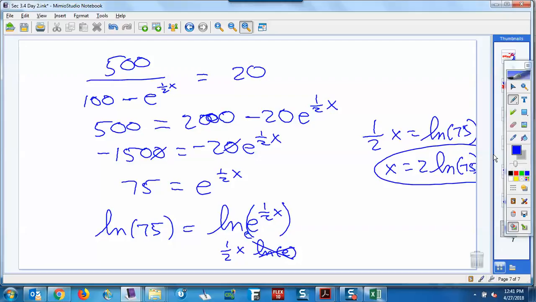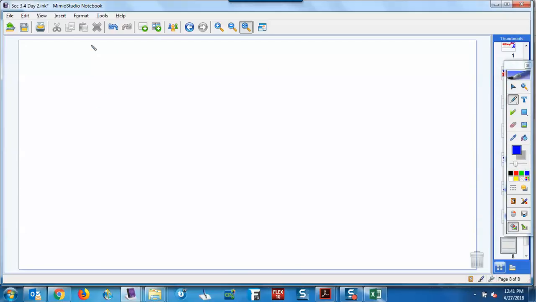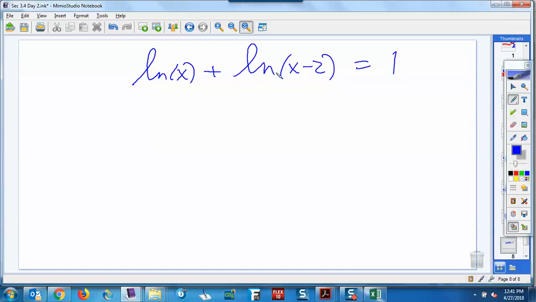Okay, what else? Anybody else got one? 101. ln x, read that to me, plus ln x minus 2 equals 1. Okay, so again, you have 2 logs added together. What can you do to put those together? To condense them. Multiplication. So this becomes ln of x times x minus 2, so it'd be x squared minus 2x, equals 1, like that, right?